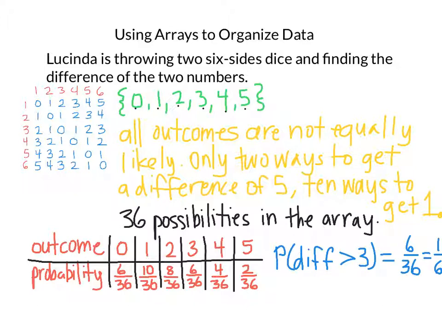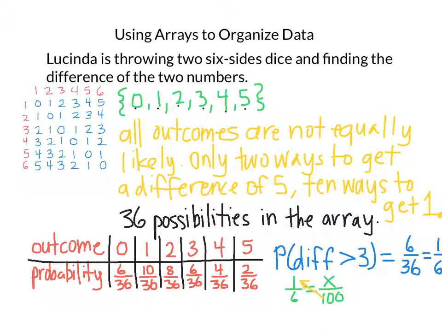And then they might ask us, okay, well, out of 100 throws of the dice, how many times would you expect to get a difference greater than 3? For that, we're going to create a proportion. And you can either use 6 over 36 or the 1 over 6. I'm going to use the smaller one, 1 over 6. And that equals how many out of 100? And too bad we can't simply scale this up. So we cross multiply.